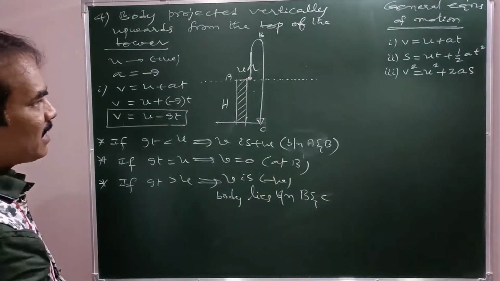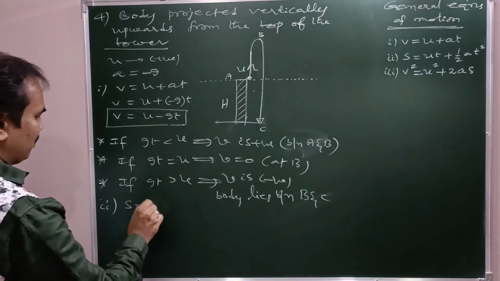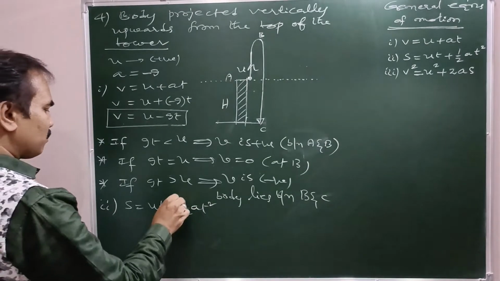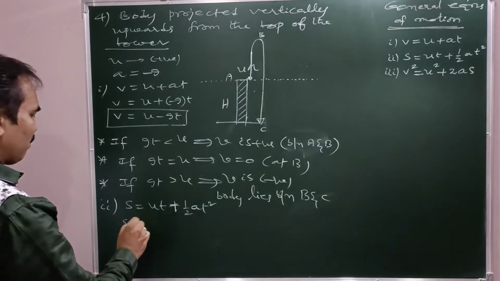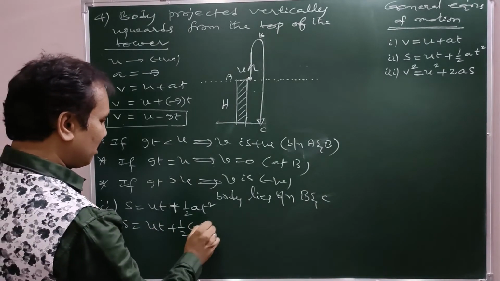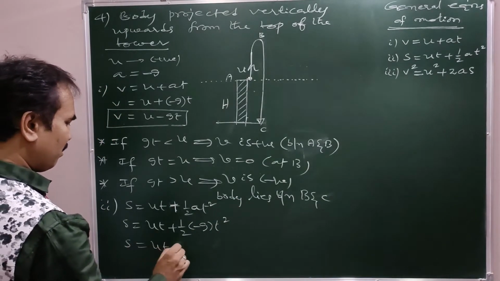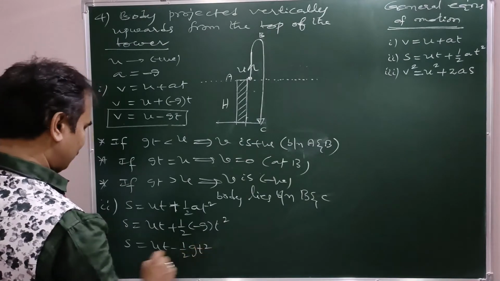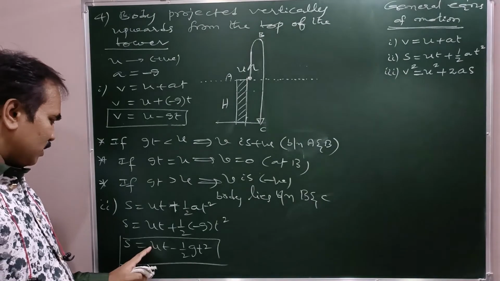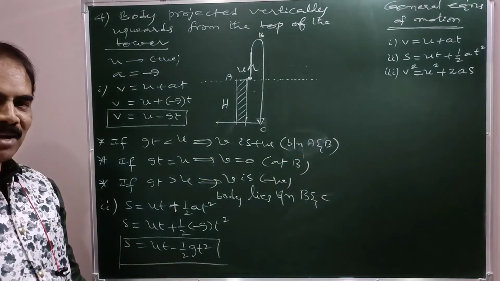Now coming to the next equation, s equal to ut plus half at square. Number 2, s equal to ut plus half at square. That is, s becomes u positive, t positive, plus half into a, which is minus g, into t square. So s equal to ut minus half gt square. Here also this is with a positive sign, this is with the negative sign. First term positive, second term negative.